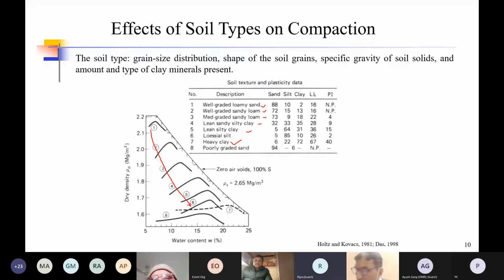For poorly graded sand, we know that compaction energy is not the best way to densify sand. It works best under vibratory stresses. That is why even for completely granular material, you won't get a very prominent OMC curve.